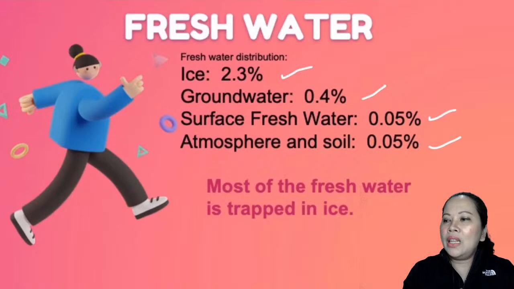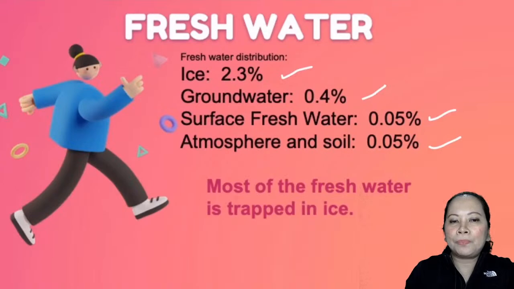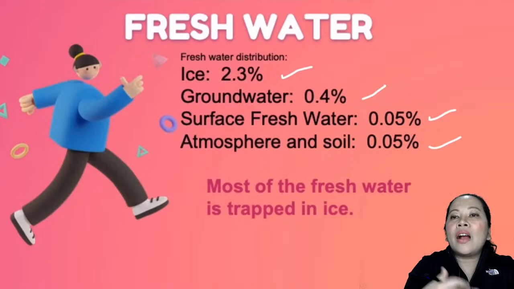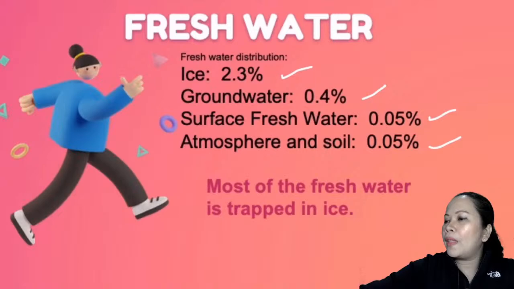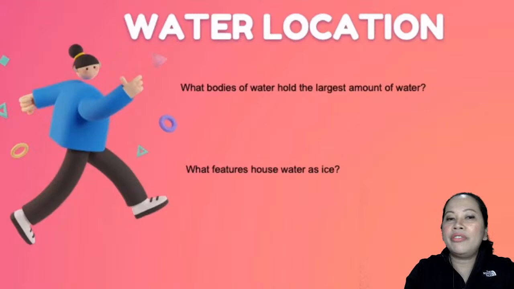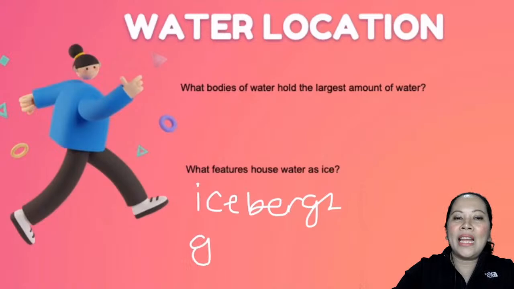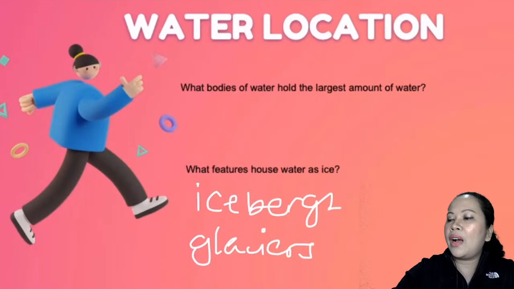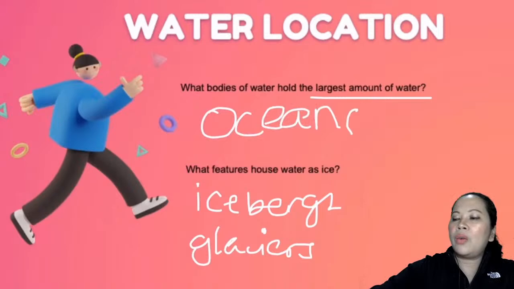So the body of water that holds the largest is our ocean, and the rest is only 3% or 2.5%, which is fresh water. So apart from glaciers, we also have icebergs. These are temporary, or these are where our fresh waters are being trapped. Okay, so what body of water holds the largest is our ocean, and what features house water as ice? As mentioned, we have icebergs and glaciers. Okay, so these are where we find our fresh water that are being housed by ice. Now, for the largest amount, it will be with our oceans.